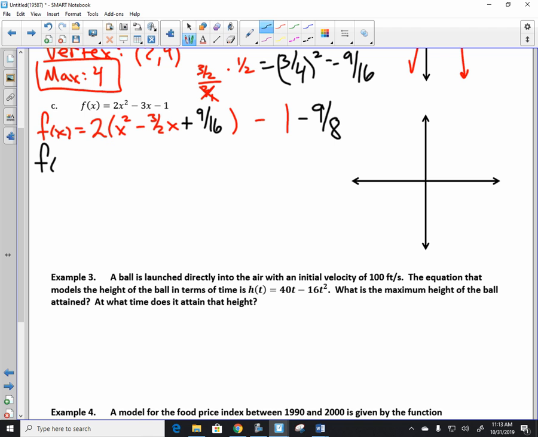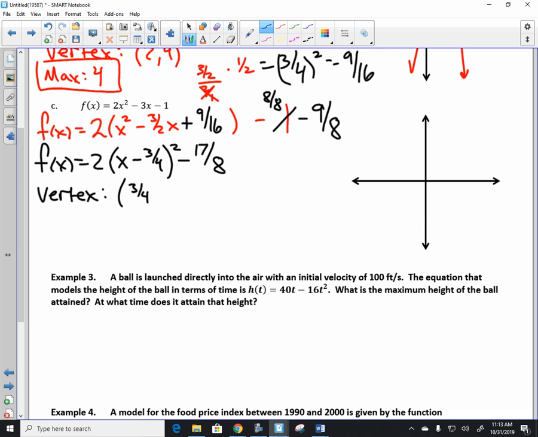So I have f of x is 2 times (x minus what?) 3/4 squared. The 1 is 8/8. So negative 8/8 minus 9/8. The vertex is 3/4, negative 17/8.